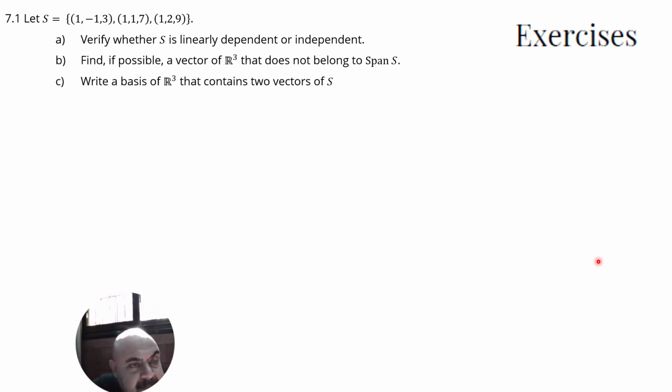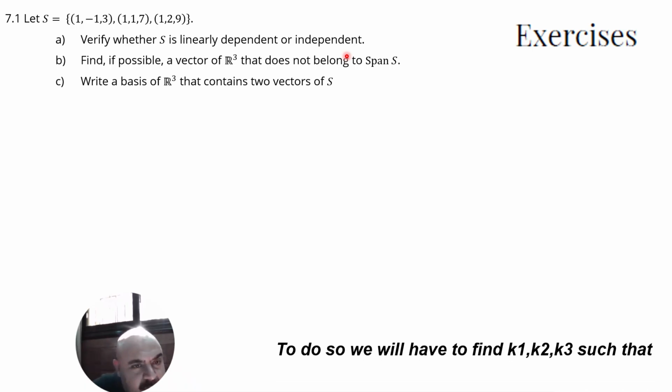Here he is asking you: let S be the set of vectors (1, 2, 3). Verify whether S is linearly dependent or linearly independent, which is an easy task to do.